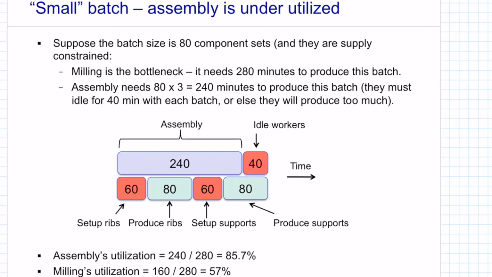So let's consider this example of a small batch where we have 80 component sets. With 80 component sets, the milling process becomes the bottleneck because it needs 280 minutes to produce this batch, whereas assembly needs only 80 times 3, 240 minutes. So you can see that assembly will have idle workers about 40 minutes of the time during this production cycle. The utilization for assembly is 85.7%, whereas milling, which is the bottleneck in this case, has a utilization of 57%.